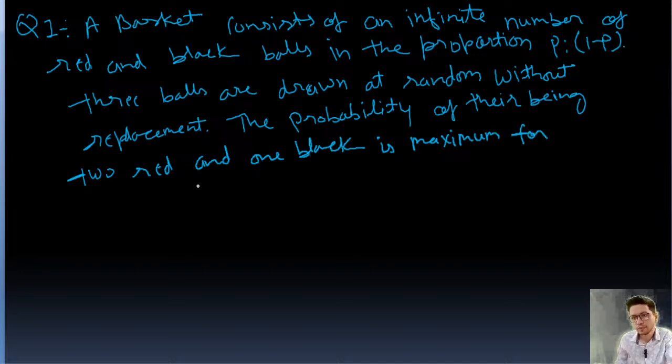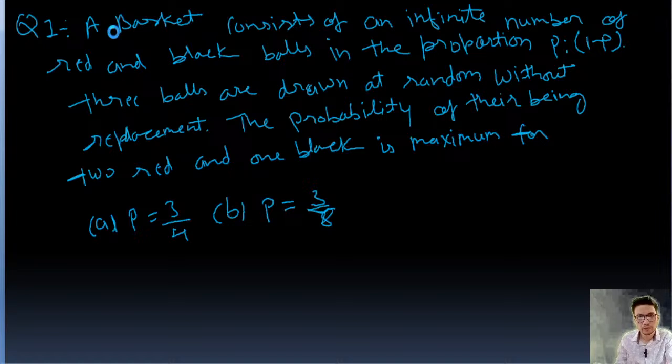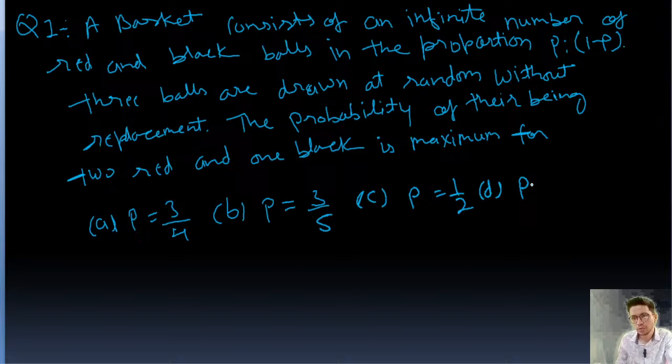For, the options are option A, P equal to 3 by 4, option B, P equal to 3 by 5, option C is P equal to half, and option D is P equal to 2 by 3. Okay, so this is the question guys. I'll solve it for you.